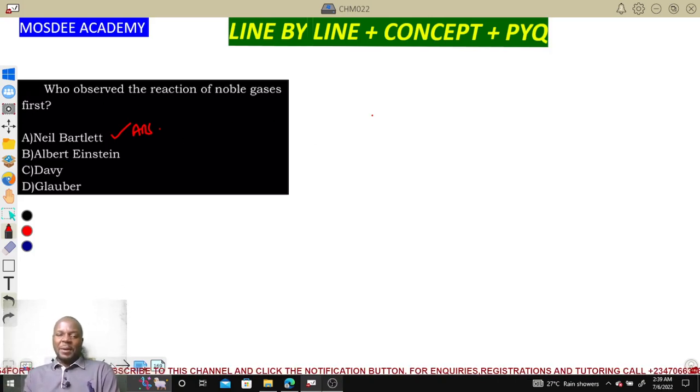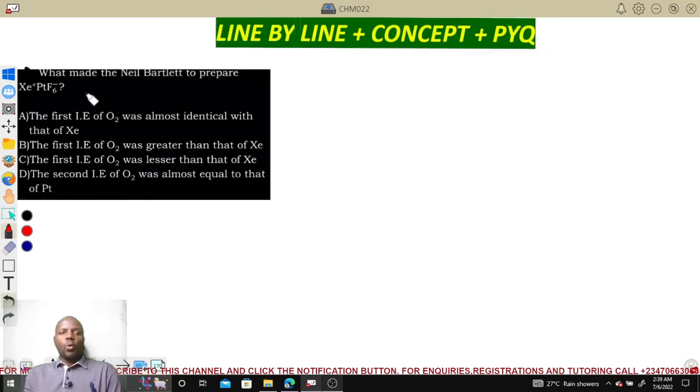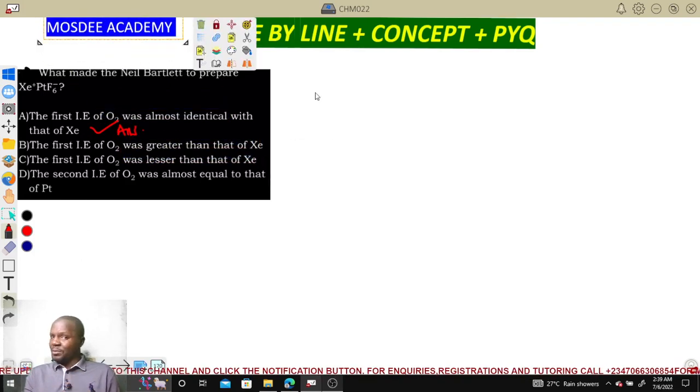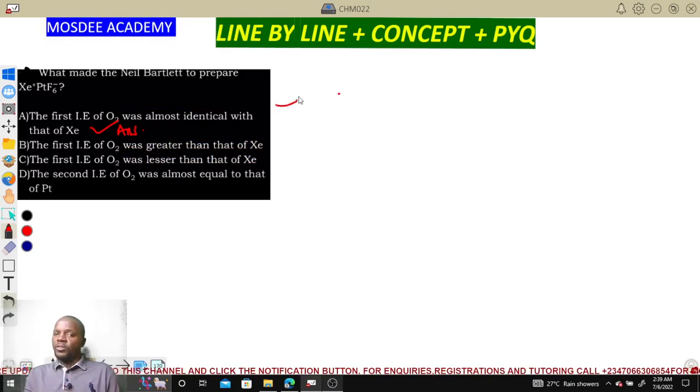The next question. What made Neil Bartlett prepare Xe+PtF6-? Now, I told you that the first ionization energy of oxygen is similar to that of xenon. So the first ionization energy of O2 was almost identical to xenon. And this is why you need to be careful, take note of observations when you are reading chemistry, because chemistry is more of observations. So I hope you are enjoying this section.